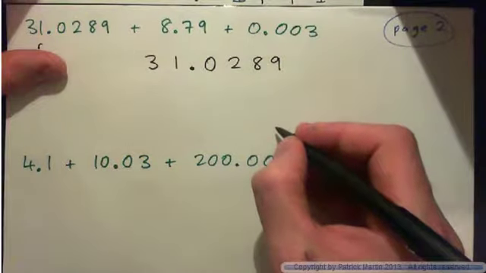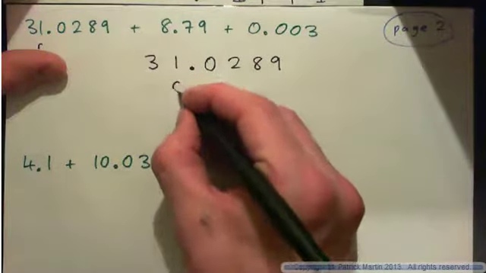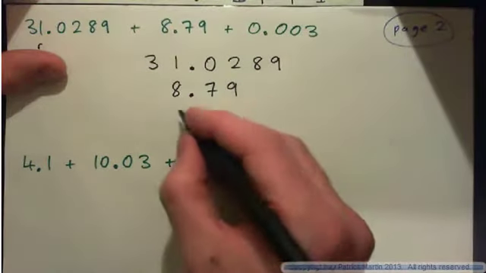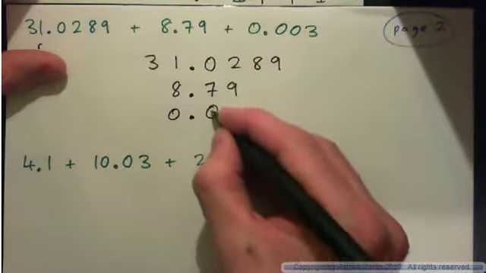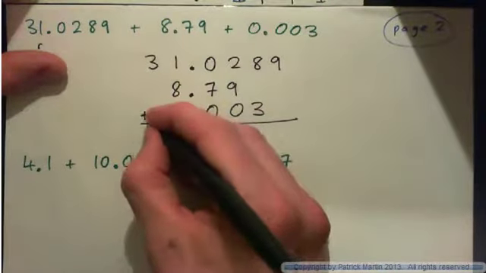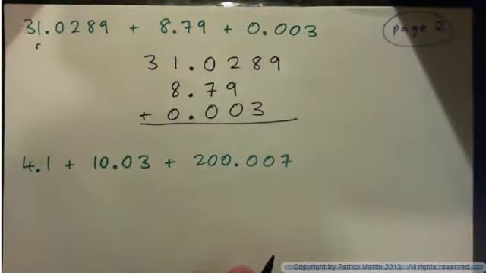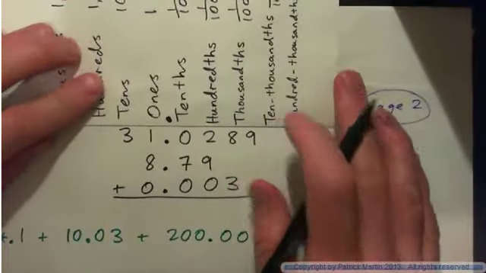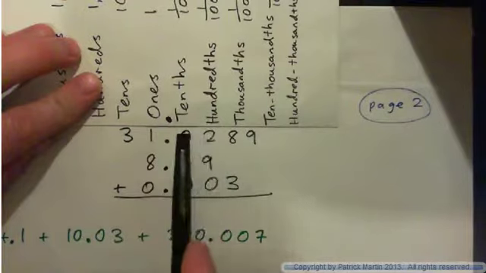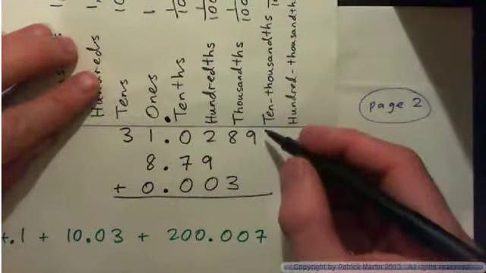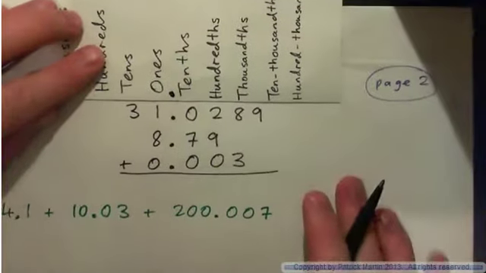31.0289, and then we have 8.79, and then we have 0.003, and then we add those guys. Okay, so we've got to make sure we line things up neatly, so that we have tens, ones, tenths, hundredths, thousandths, and also this last digit here is a 10,000th.